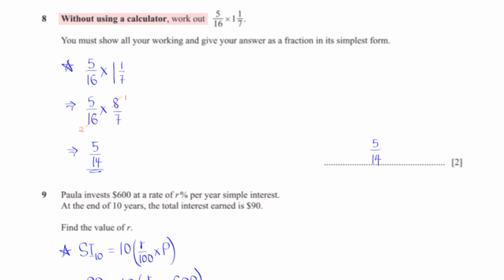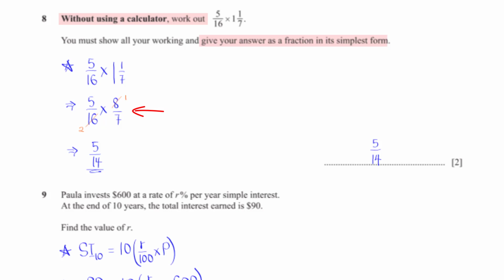Without using a calculator, work out 5 over 16 times 1 over 7. You must show all your working and give your answer as a fraction in its simplest form. So in the first step, we convert the mixed fraction 1 over 7 into an improper fraction. 7 times 1 gives us 7, plus 1 is 8 divided by 7. And so we have 5 over 16 times 8 over 7.